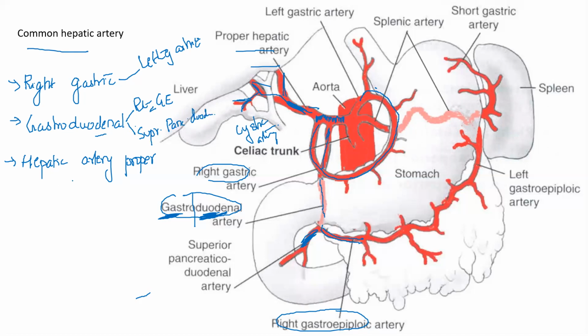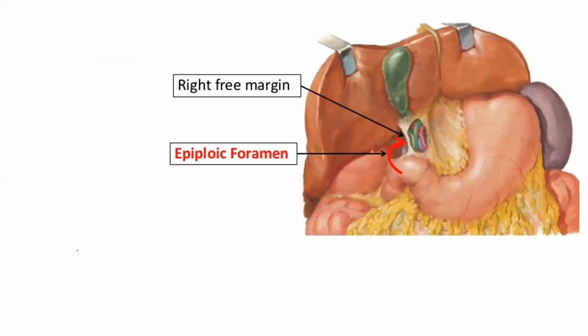What is happening to the hepatic artery proper? It's going to divide into a right branch and a left branch. The right branch is also going to supply the gallbladder through a branch called the cystic artery. Is it clear? One important relation that you should remember.